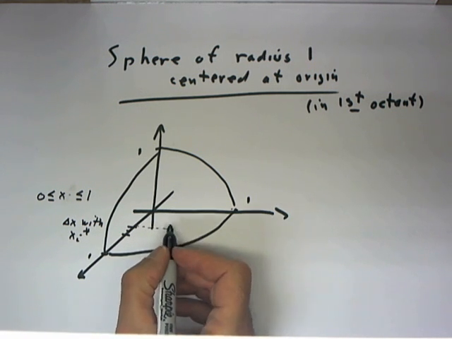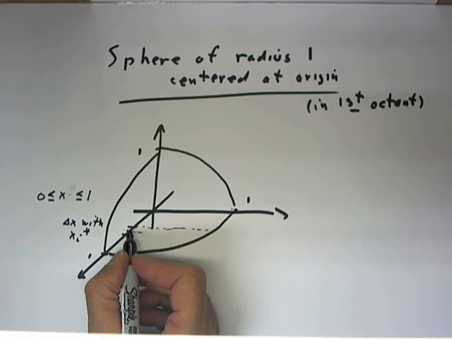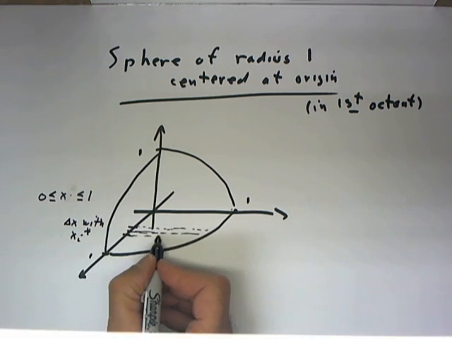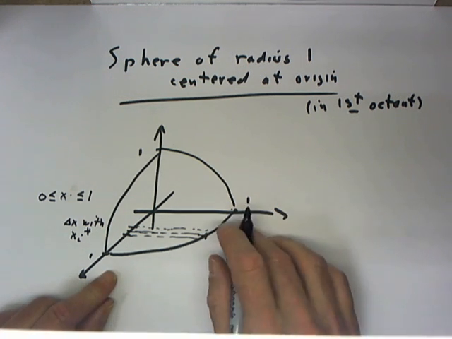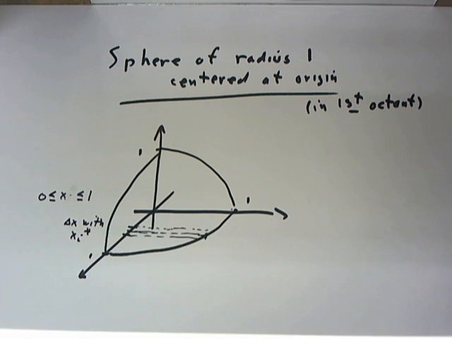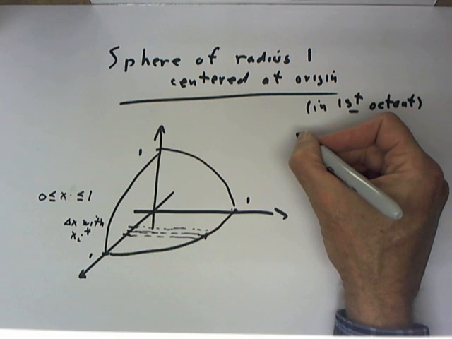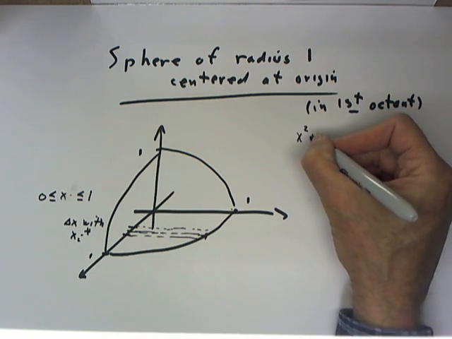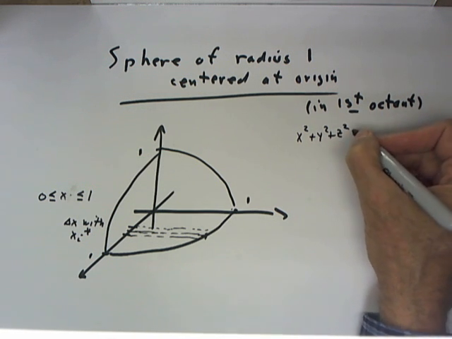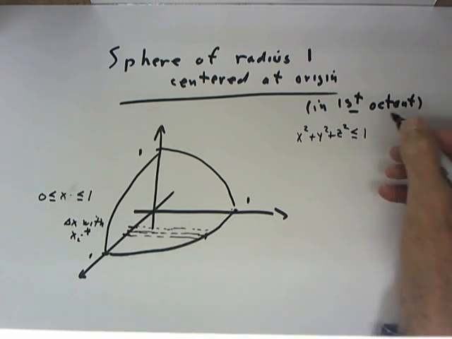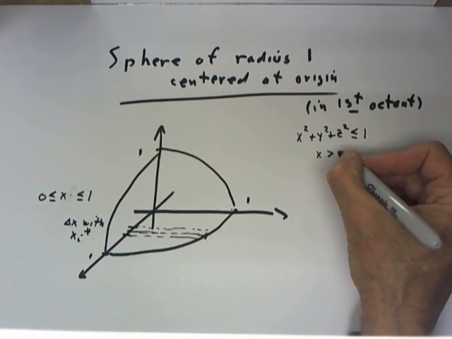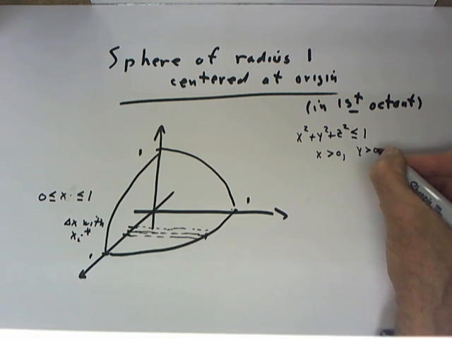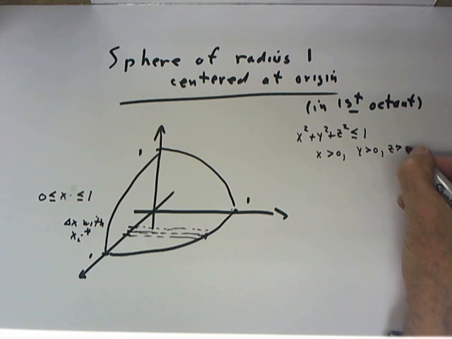Now, let's go ahead and first run our sample point out to the point of intersection with this curve. This curve in the xy plane, well, let's think about how we algebraically describe the region. First of all, our spherical region is x squared plus y squared plus z squared less than or equal to 1. Since we're in the first octant, we're going to assume that x is greater than 0, y is greater than 0, z is greater than 0.